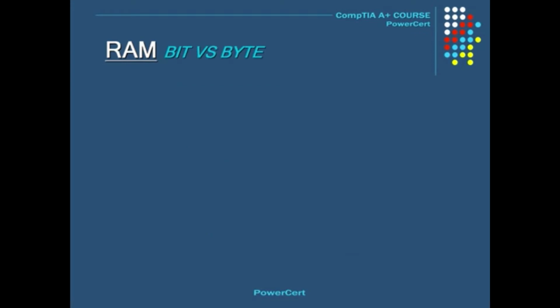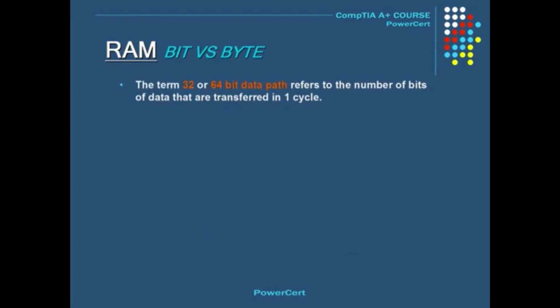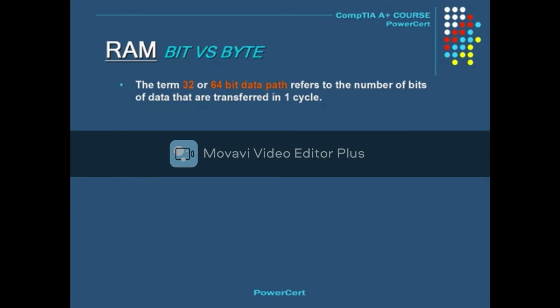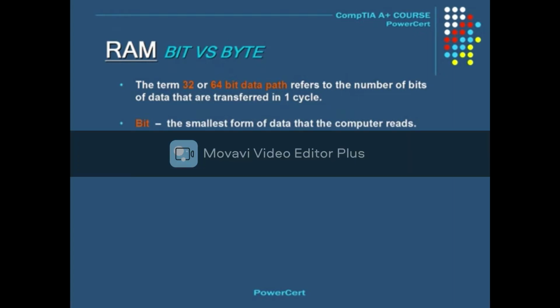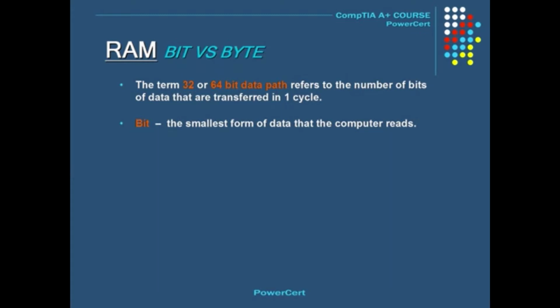Now the term 32 or 64-bit data path refers to the number of bits of data that are transferred in one cycle. The more bits that are transferred in one cycle, the faster the computer will be. A single bit, or 1 bit of data, is the smallest form of data that the computer reads, because in the computing world, a computer only understands ones and zeros, which is represented by a single bit of data. Now there's also the term byte, and 8 bits is equal to 1 byte.